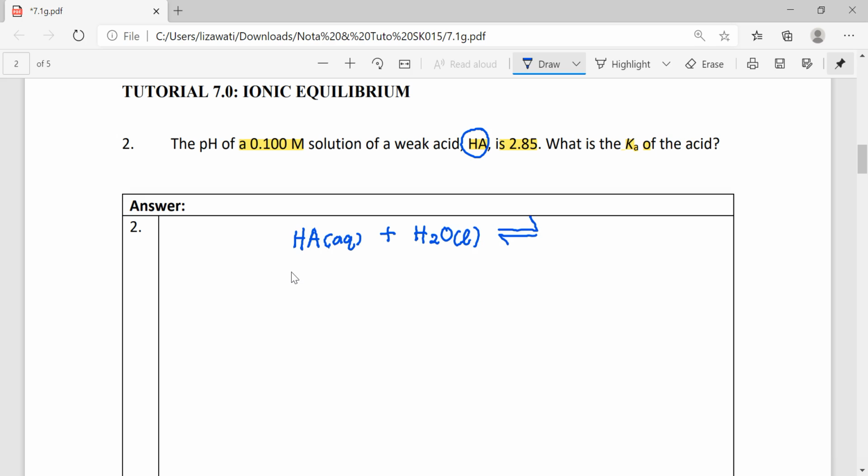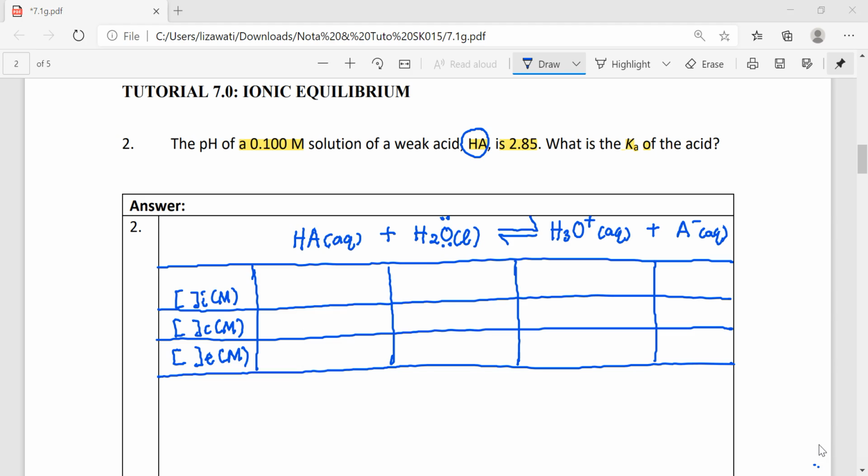So the acid will donate a proton to H2O. So H2O here reacts as a base. So this is a weak acid. The weak acid will donate a proton to the base H2O. So it will become H3O+ and an ion A-. Right, so next step, you have to draw the ICE table. Alright, so here is the ICE table.